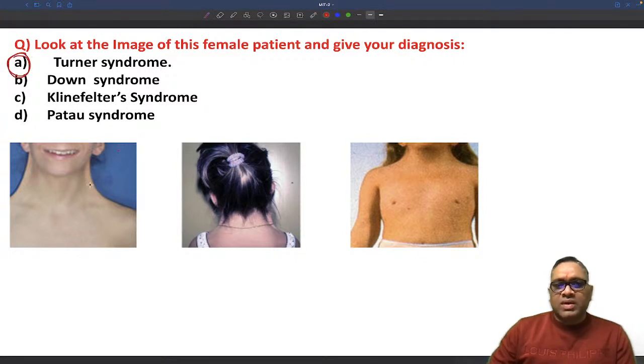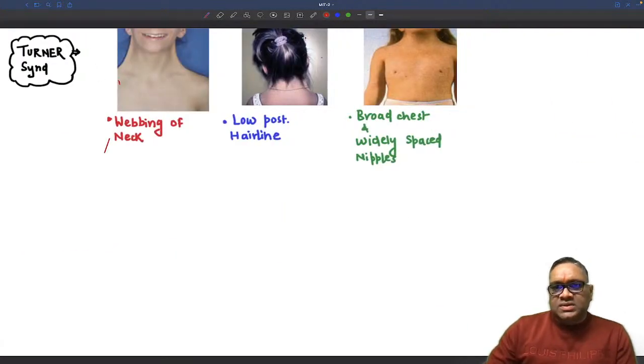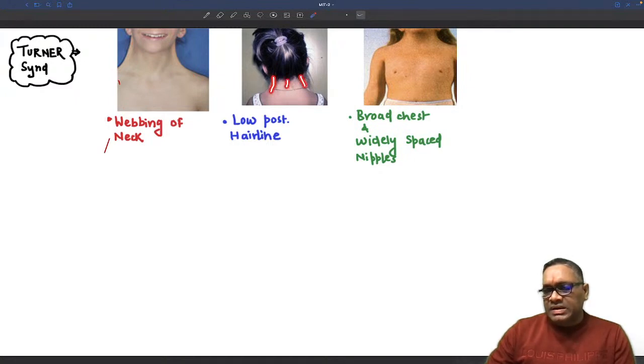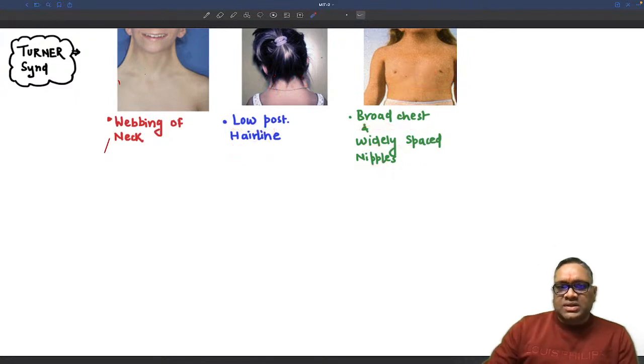So Turner syndrome will have all these findings. I'll show you again. You can see these are the findings of Turner syndrome. First, you are noticing there is a webbing of the neck. As you can see, there is an excessive flap of skin, and then there is a low posterior hairline, broad chest, and widely spaced nipples. So these are the three important findings of Turner syndrome.